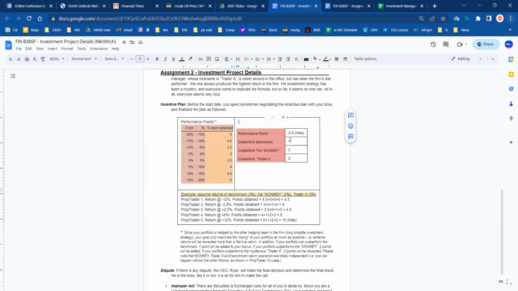If you outperform that benchmark, that will be 1 point. If you outperform Monkey, that will be 2 points. If you outperform Trader X, that will be 2 points. I assume Monkey and Trader X are close to 0. I can't remember what Trader X is, because my friend was too busy to do anything, so he stayed aside and didn't make many trades. At most, if you outperform all 3 benchmarks together, you will get the 5 points.